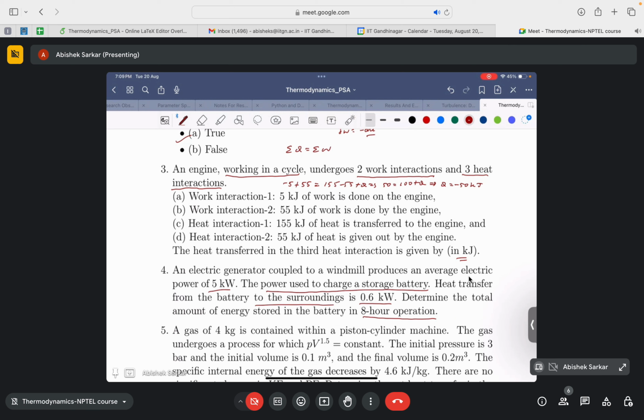So let me give you say 3 or 4 minutes. You can try it out. If you want, you can keep the work interactions in terms of kilowatt hour, since converting to joules is difficult because you need to convert the 8 hours into seconds.